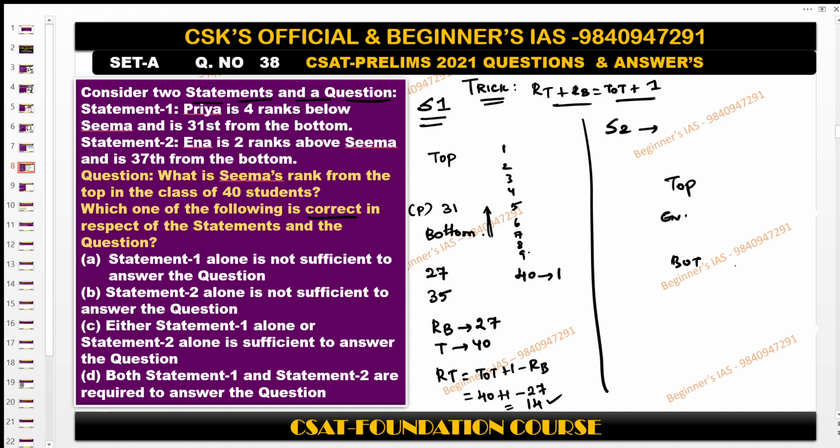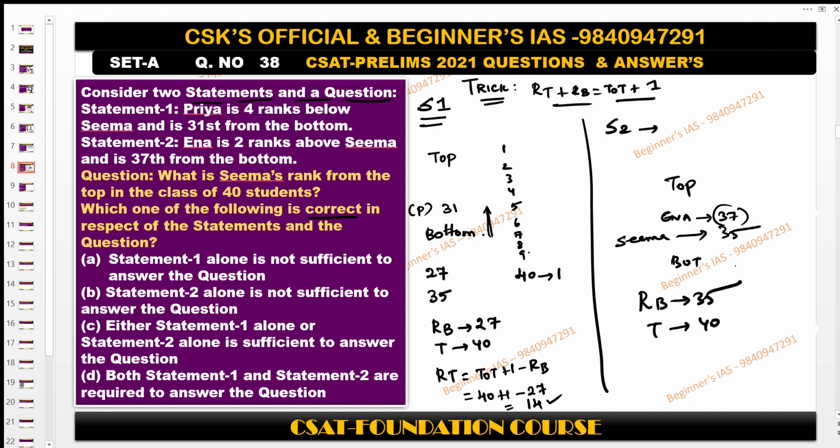So now Hina is 37th, 2 ranks above. Then what will be the rank of Seema? 2 ranks above. 35, yeah. You are saying Seema is 35. Yes, sir, 35 from the bottom. Okay. So the rank of Seema from the bottom is 35.